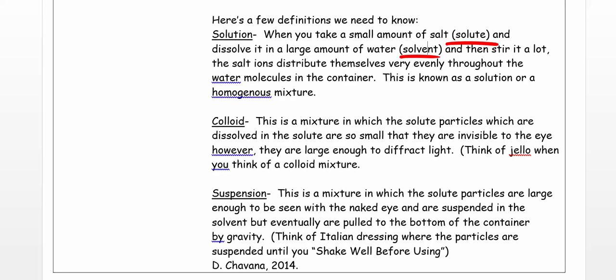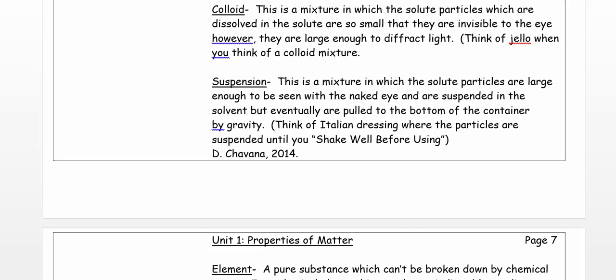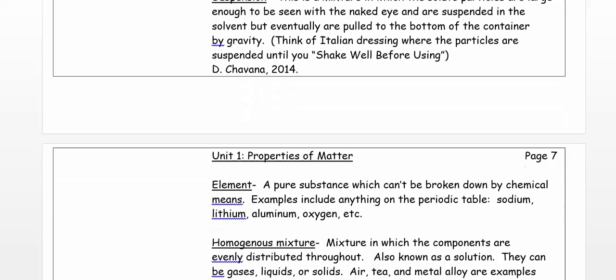So that's a colloid. Another definition we're going to want to know is something called a suspension. This is a mixture in which the solute particles are large enough to be seen with the naked eye. They are suspended in the solvent, but eventually are pulled to the bottom of the container by gravity. Take an Italian dressing bottle where the particles are suspended, and it says on the bottle, shake well before you use this salad dressing. So a suspension is one, unlike a colloid, in which the particles are large enough that they can be seen by the naked eye, and they will eventually settle to the bottom just by gravity alone.